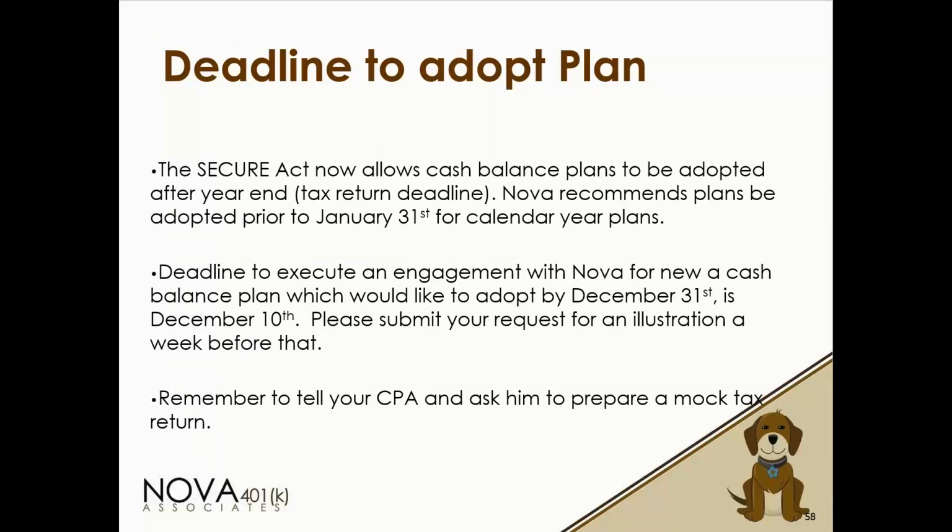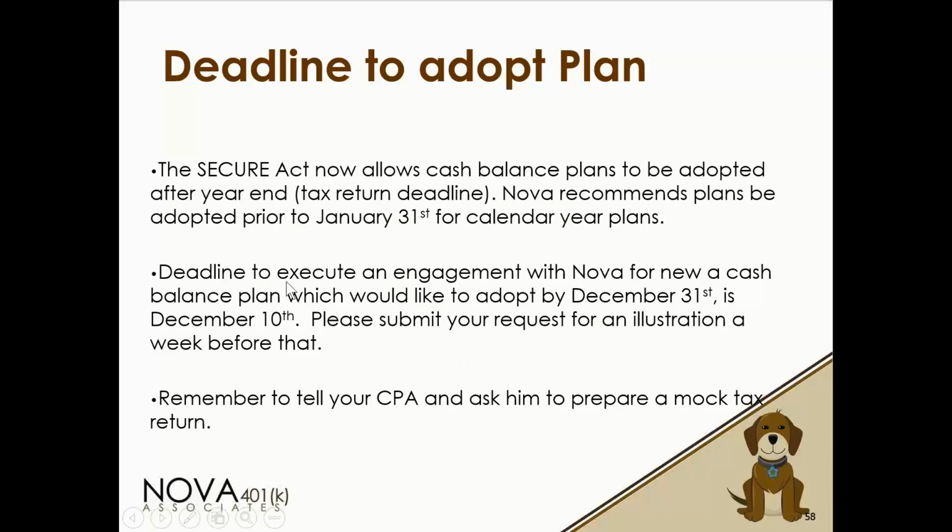Deadline to adopt a plan. The deadline is actually the tax due date, the due date of the tax return. But for 2021, anybody who wants to adopt a plan for 21, we like to recommend you get this plan in place by January 31st, just to give us plenty of time. There's a lot of work that needs to happen once the plan sponsor decides they want a plan.